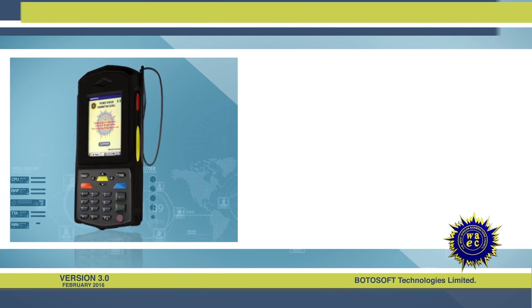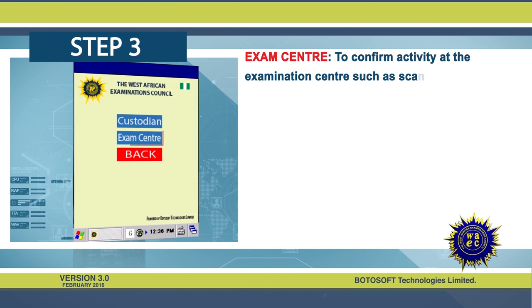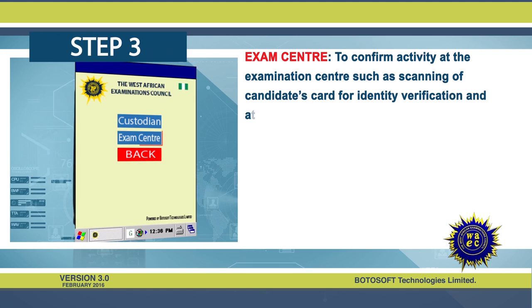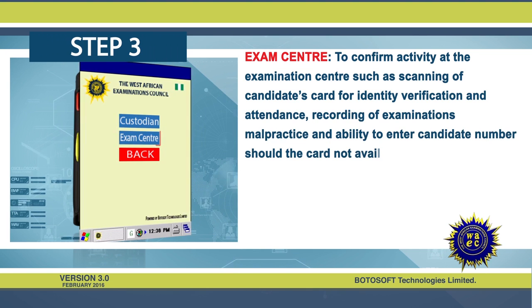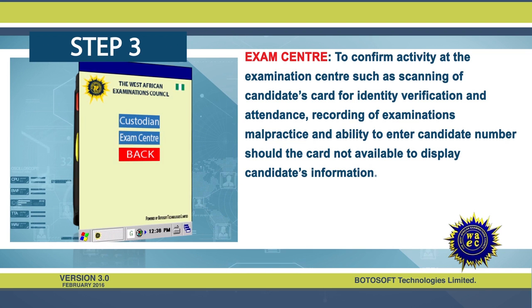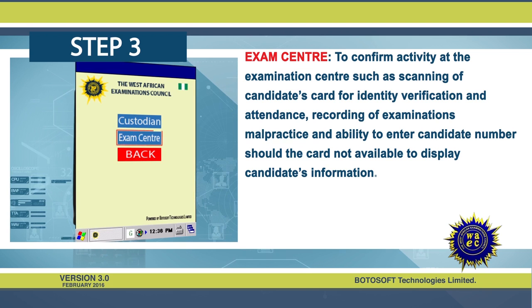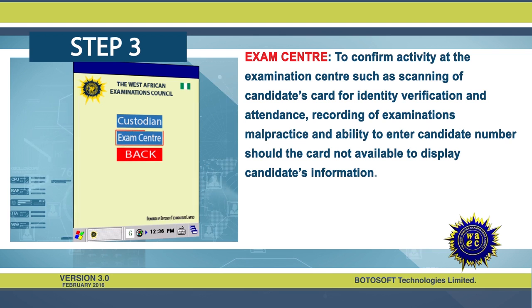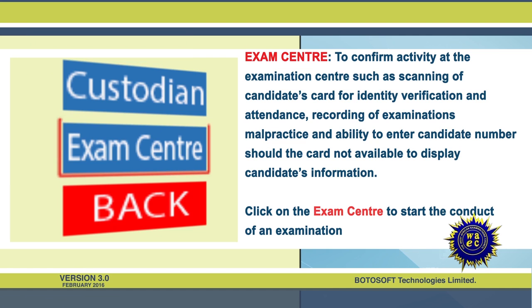Step 3. Exam Center. To confirm activity at the examination center, such as scanning of candidate's card for identity verification and attendance, recording of examinations malpractice, and ability to enter candidate's number, should the card not be available, to display candidate's information. Click on the Exam Center to start the conduct of an examination.